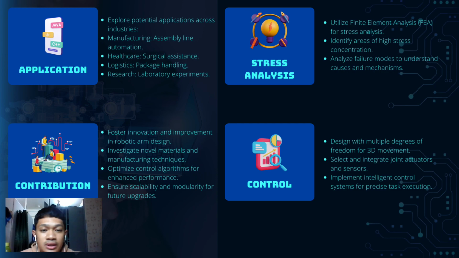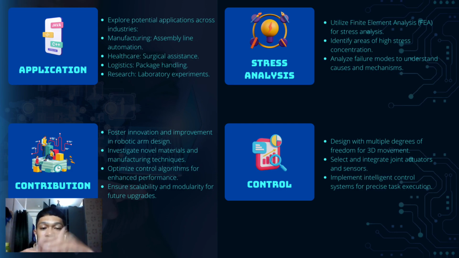For the last part in this discussion, which is the control part. In the design of the robotic arm, we ensure the degrees of freedom are as high as possible so it can move freely in 3D movement. So we select and integrate joints, actuators, and sensors so that it will function to move objects around and function as the users want it to. And the last one, we implement an intelligent control system for precise task execution.